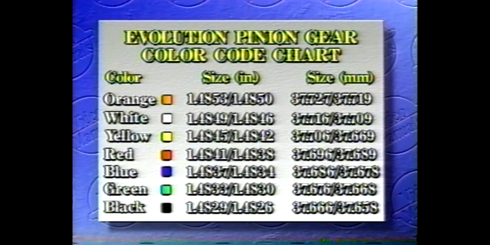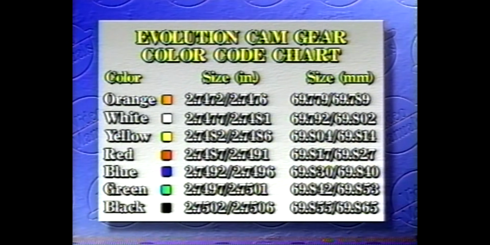Referring to our cam gear and pinion gear chart, we find that our cam drive pitch diameter of 2.7473 inches falls between 2.7472 and 2.7476 inches. This drive gear, therefore, has a designation of orange, and its corresponding pinion gear is also orange.